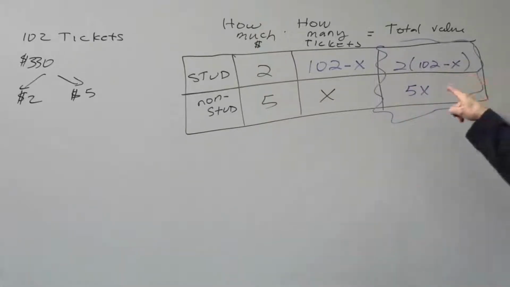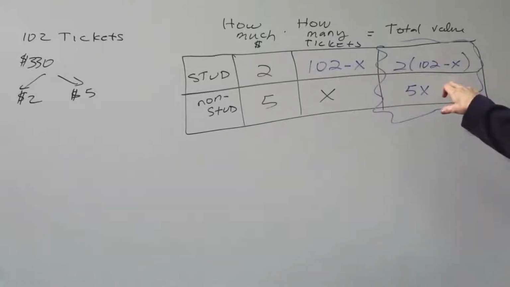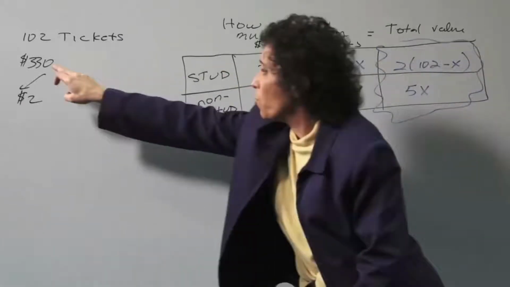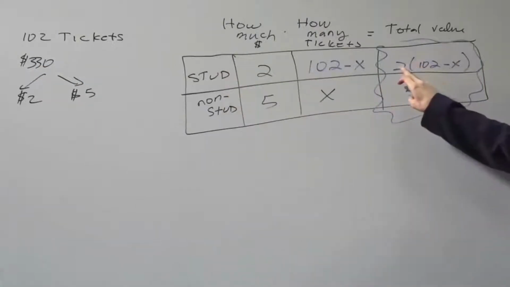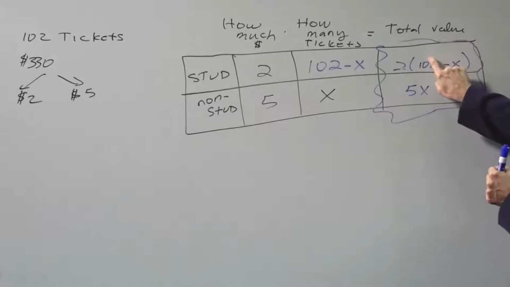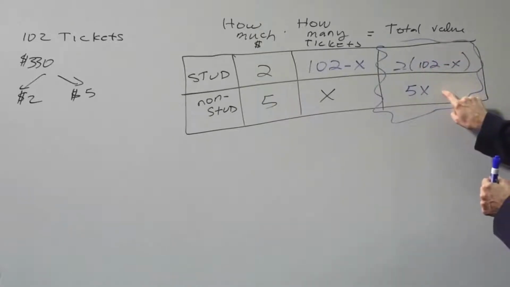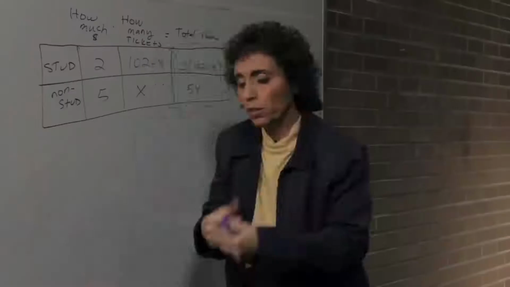Now, I squiggle total value. That means that I have to write this equation about total value. Well, I know the total value is 330. So what does that tell me? That tells me that the total value that I got from the student tickets, whatever I made, this is what I made on the student tickets, this is what I made on the non-student tickets, together, that's the 330 I brought home. Okay? So here we go.